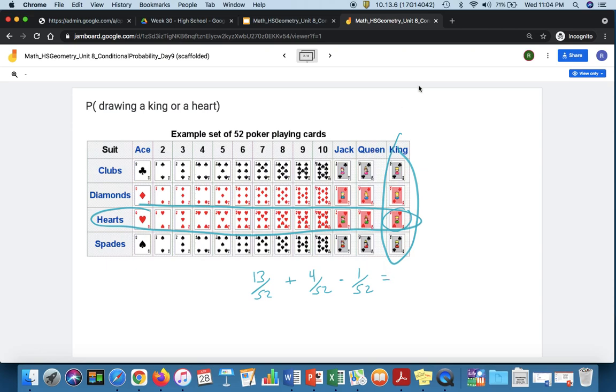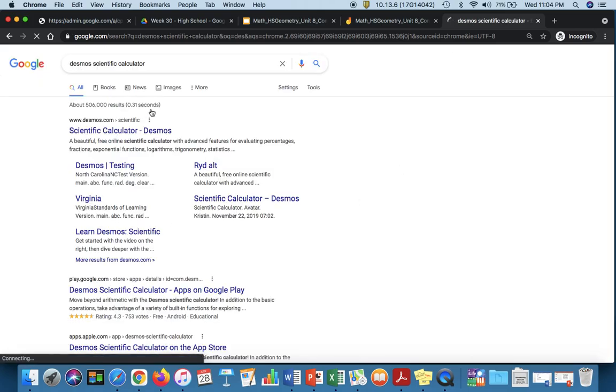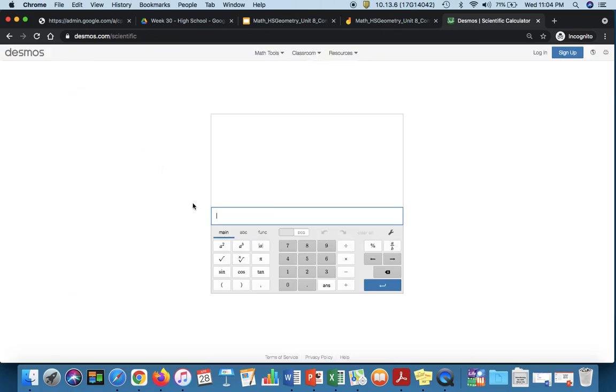Now, if I'd like to, I could always use my Desmos scientific calculator as I type that in. And it's a great, useful tool. So I'm going to type in 13 over 52 plus 4 over 52 and minus 1 over 52. That gives me my answer. If I click this fraction bar here, it'll simplify my answer as 4 over 13.